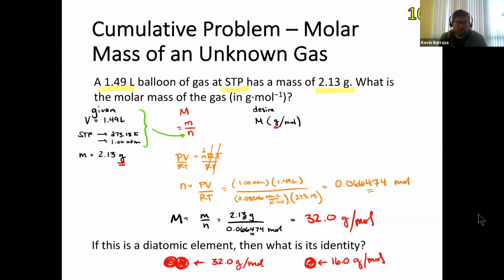So we want to look for the bottom number. Remember, the bottom number is the molar mass, or atomic mass. So we want to look for which element has a bottom number of 16, and that's going to be oxygen. So there we have it. One last calculation for how we get a molar mass.